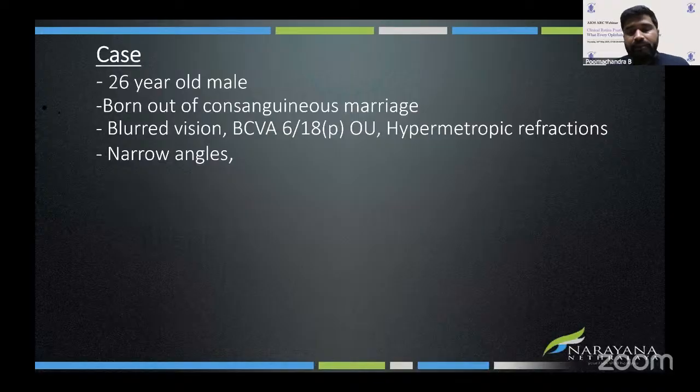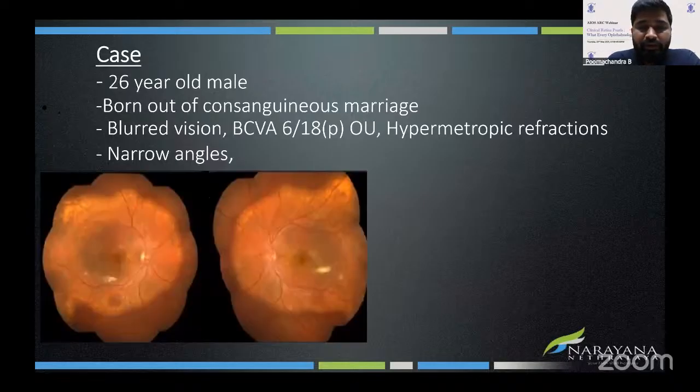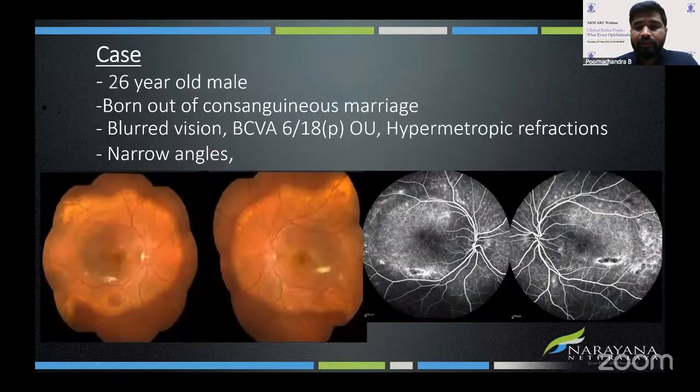So the second case is similar to the first case, but slightly different. I'll let you know how different it is. This is a 26-year-old male, born out of consanguineous marriage, with a vision of 6/18 with narrow angles. This was the fundus and the fluorescein angiography picture. If you carefully look at the fundus picture, there are extensive vitelliform-like deposits, not only limited to the posterior pole as in the previous case. It is quite extensive beyond the arcades also.